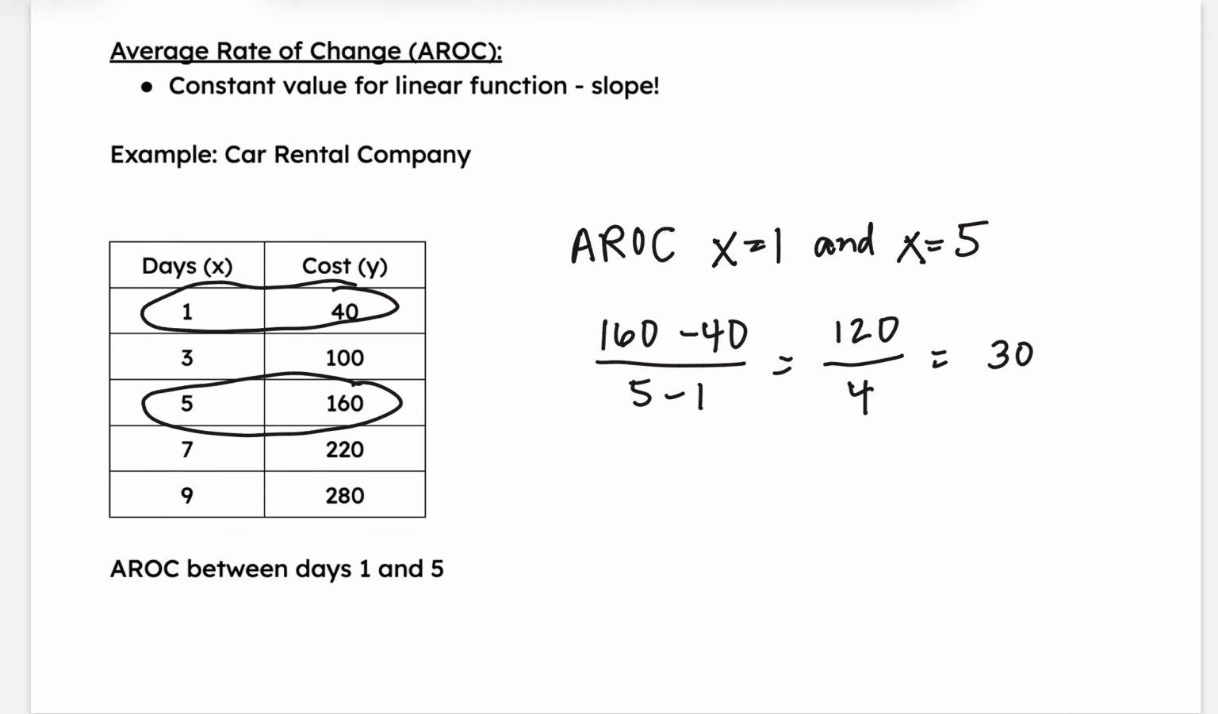would be 30, and something to note is that no matter what two values we pick in our table, since it's a linear function, it's going to have a slope or an average rate of change of 30.